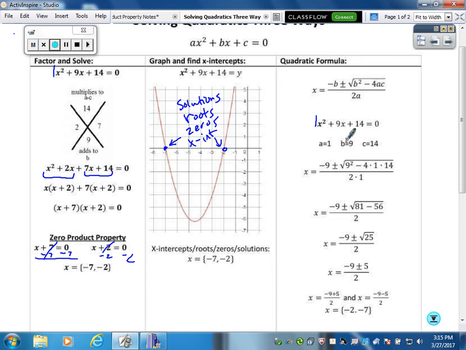So watch, I took my B, my 9, and plugged it in here and here. I took my A and I plugged it in for the 4A and the 2A, so that's why there's a 1 here and 1 here. And then I took that C, that 14, and I plugged it in right there, right at the end.